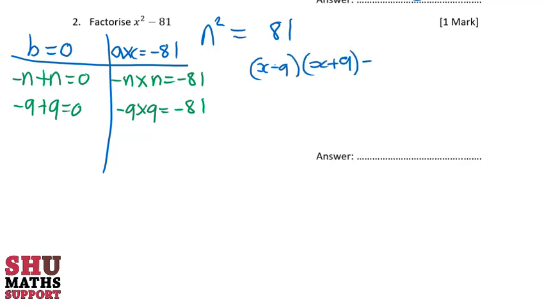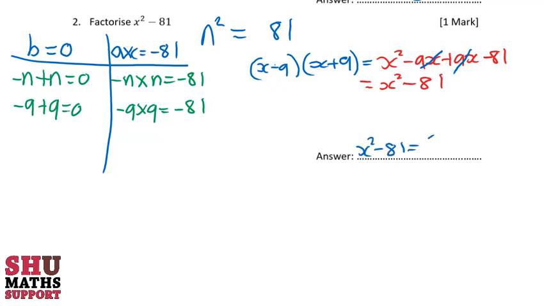And if we were to expand that, we'd get x squared minus 9x plus 9x minus 81. And then the minus 9x and positive 9x cancel out to leave you with x squared minus 81. So the answer to this problem is x squared minus 81 is equal to x minus 9 times x plus 9.